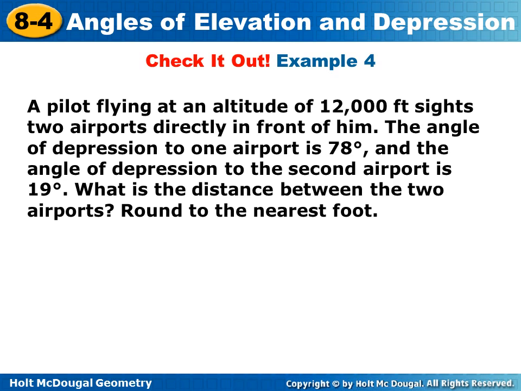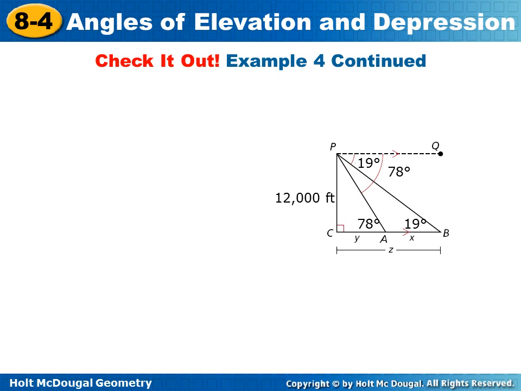A pilot flying at an altitude of 12,000 feet sights two airports directly in front of him. The angle of depression to one airport is 78 and the angle of depression to the second airport is 19. What's the distance between the two airports? Round it to the nearest foot. So again, pause your video, see if you can draw your picture, and then unpause and check whether you have the right picture.